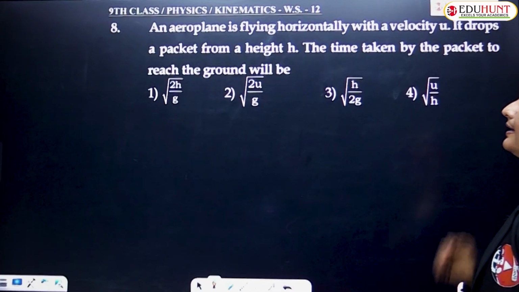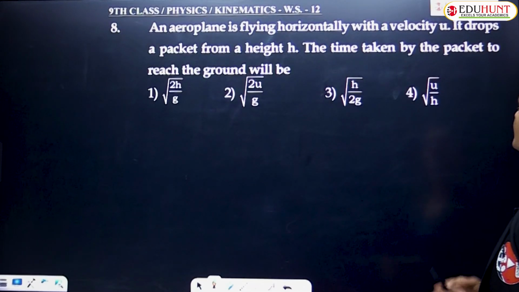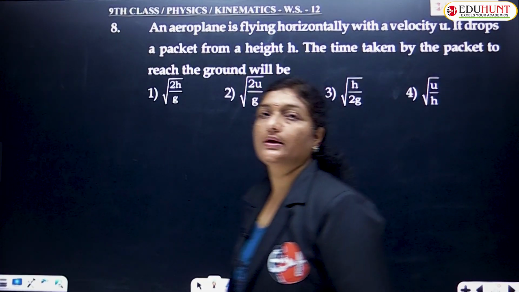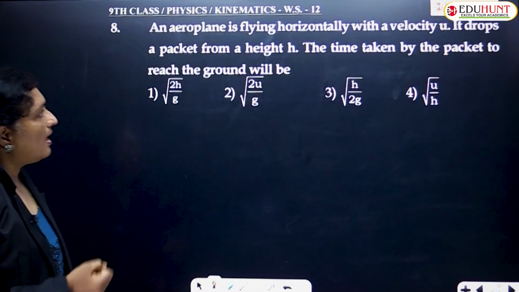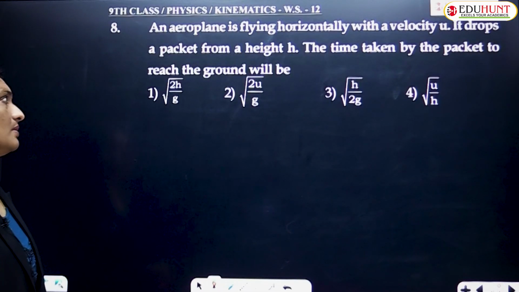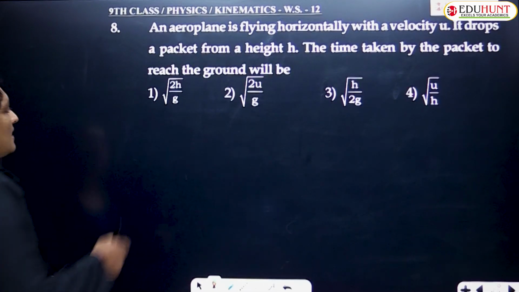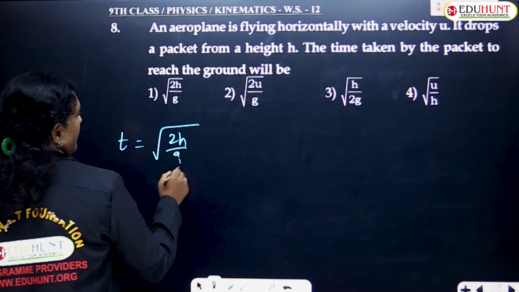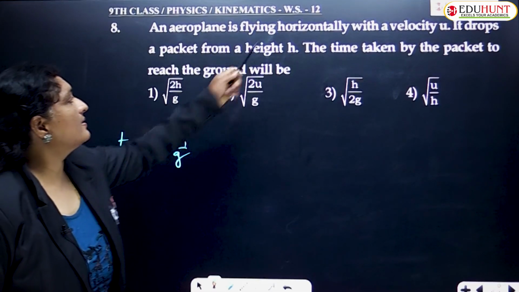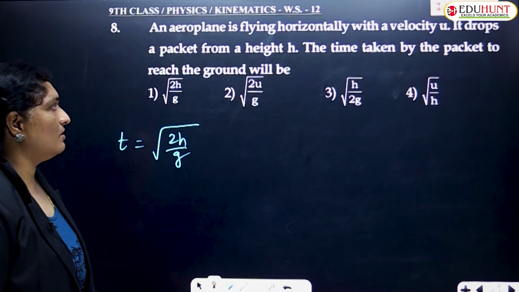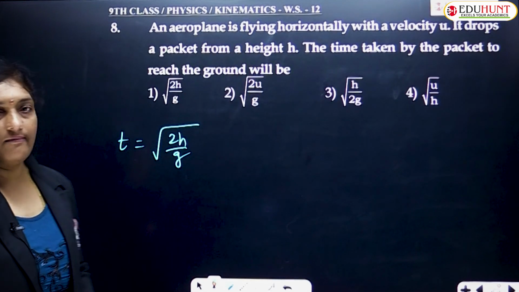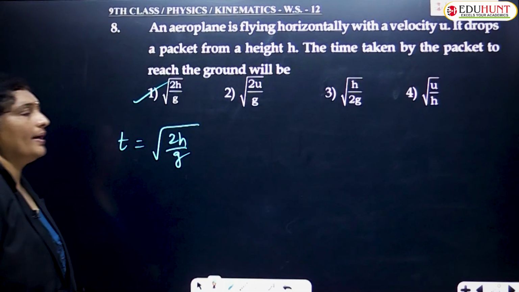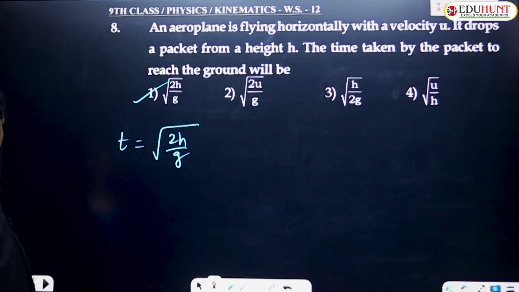Question number 8. An aeroplane is flying horizontally with a velocity u. It drops a packet. Earlier it was a bomb and now it is dropping a packet from a height h. The time taken by the packet to reach the ground will be, so what is the time taken, children? T is equal to root over 2h by g. Okay, formula. So height, h is given, gravity is always g. It is independent of the velocity of projection. Hence, the first option, root over 2h by g, must be true. Well, moving to the next question.